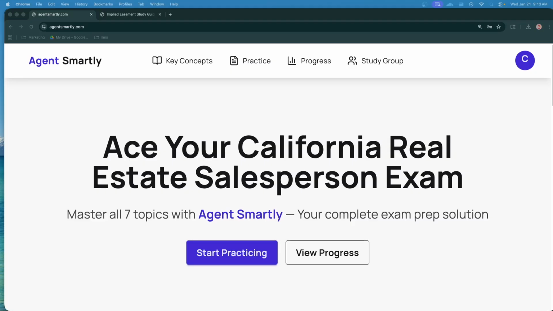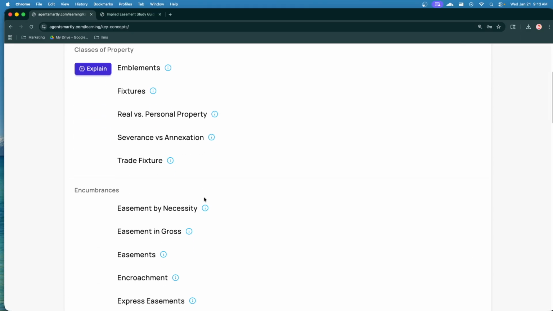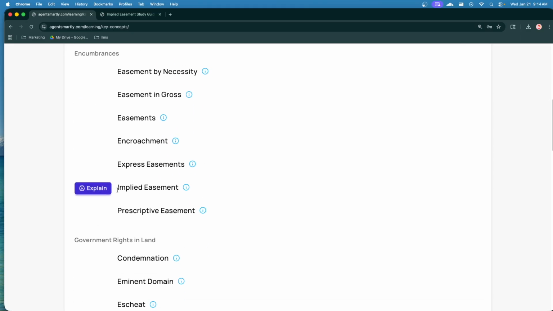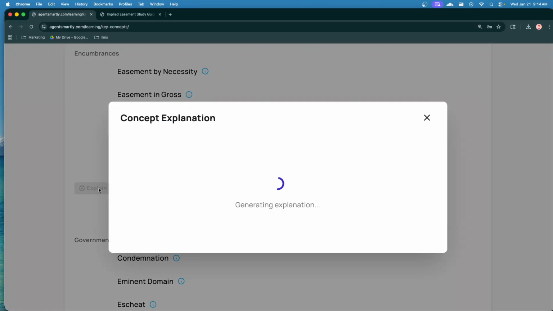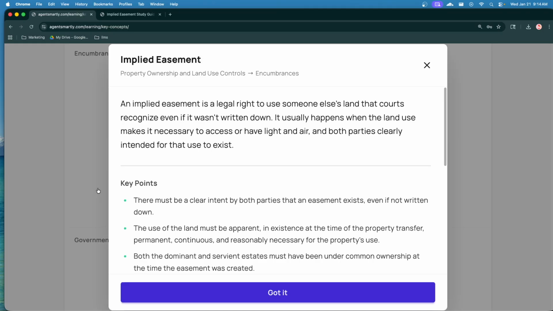All right, let's get started. So first, let's go to the key concepts tab, and we're going down here, and we click this button for implied easement. Okay. So now let's take a look at everything about this key concept.